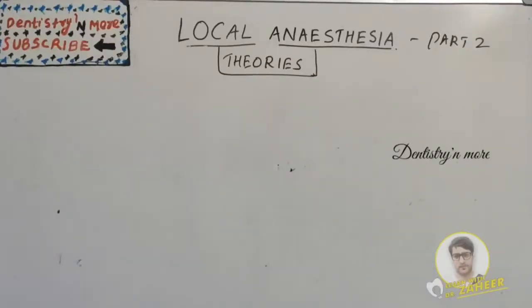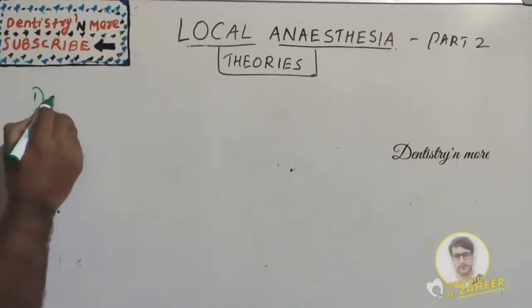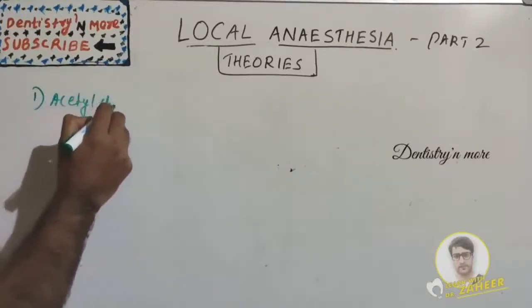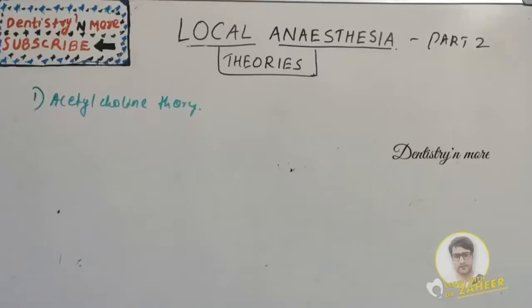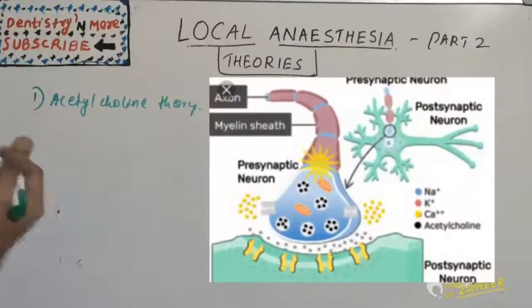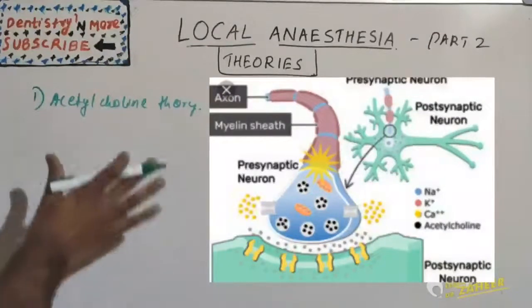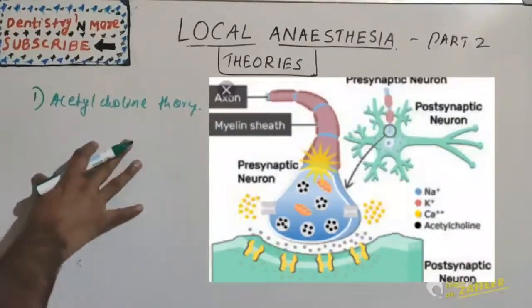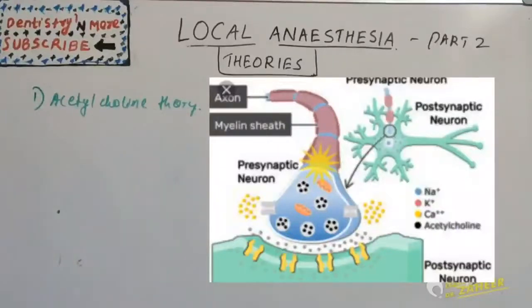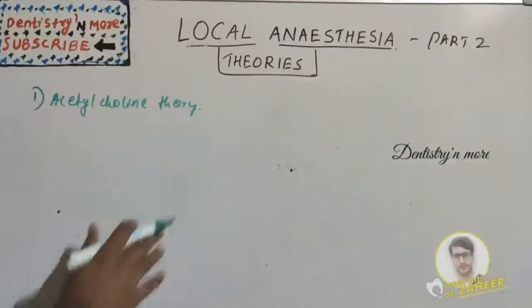There are various theories which have been put forward over the years to explain the mechanism of action of local anesthetics. The first one was the acetylcholine theory, which stated that acetylcholine was involved in nerve conduction in addition to its role as a neurotransmitter at nerve synapses. It is basically a nerve synapse neurotransmitter, but this theory says it has a role in local anesthesia. But there is no scientific evidence to prove that acetylcholine is involved in neural transmission, so it was rejected in the first place.